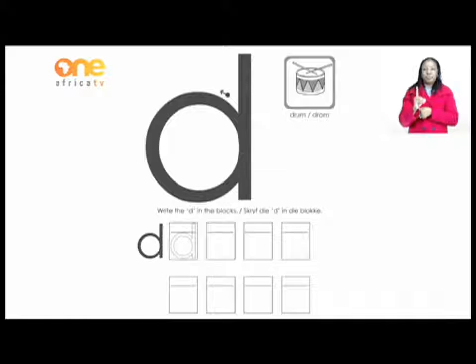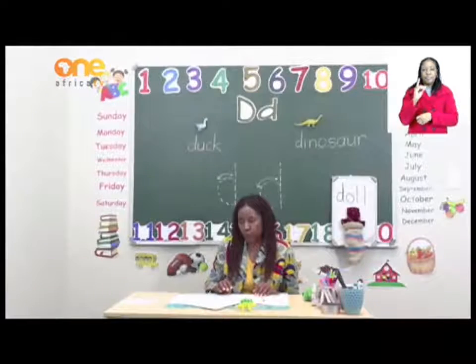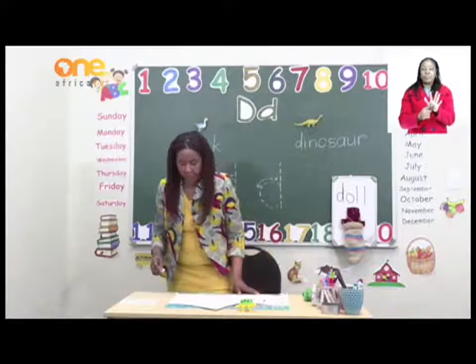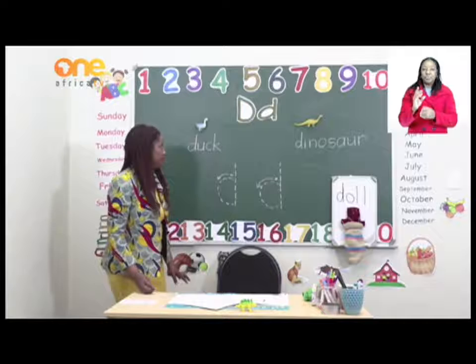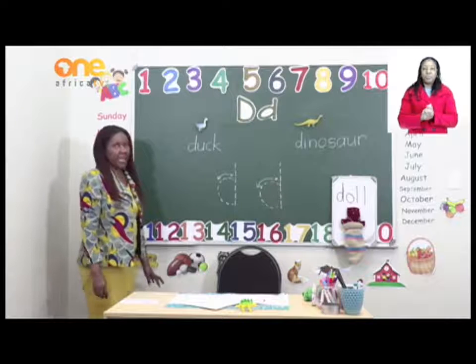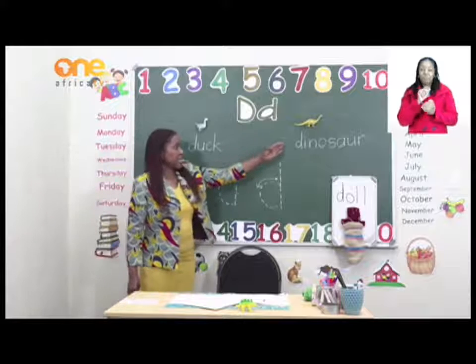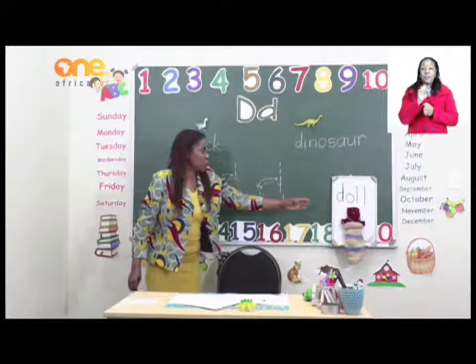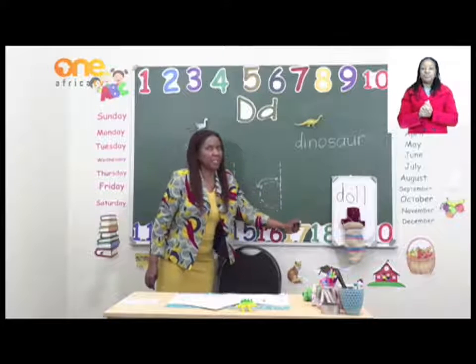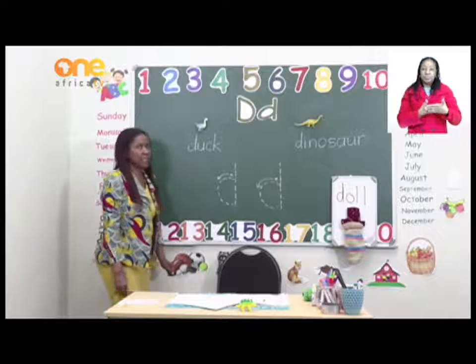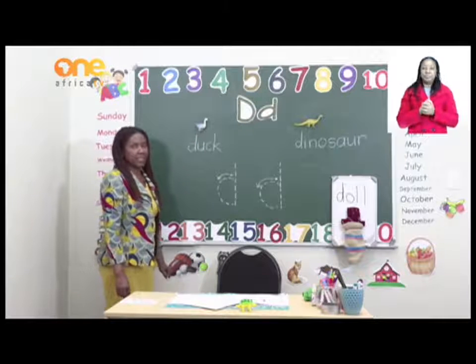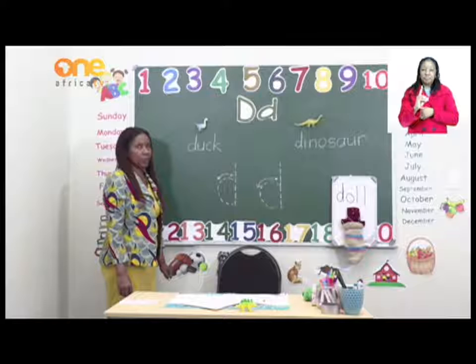Now let's think of things that begin with letter D. Let's go to the board and I will show you some of the things that I have displayed on the board. Letter D as in duck, dinosaur, doll. If we sound the letter D, we hear D, D, D sound.